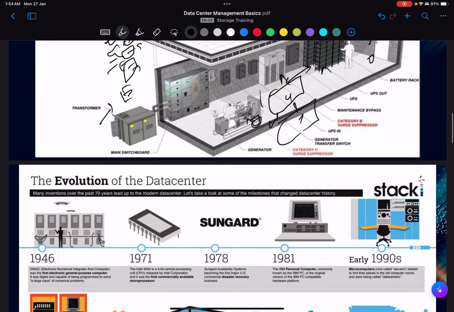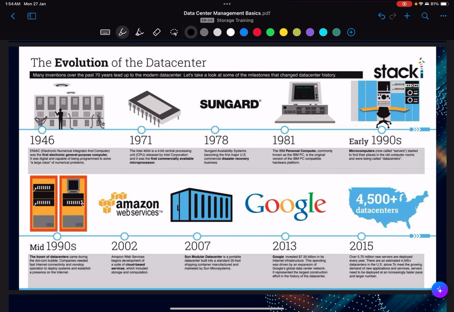So let's go further here. Now we will talk about the evolution of the data center. You can see that it started from 1946. There was ENIAC. The Electronic Numerical Integrator and Computer was the first electronic general purpose computer. It was digital and capable of being programmed to solve a large class of numerical problems. So this was the start.